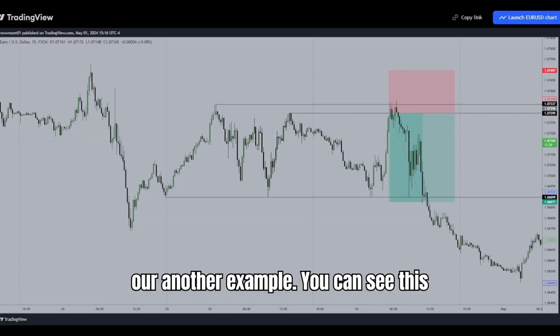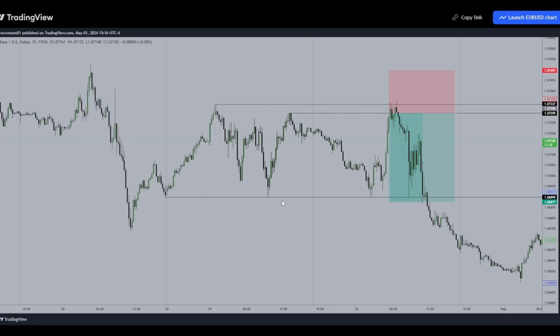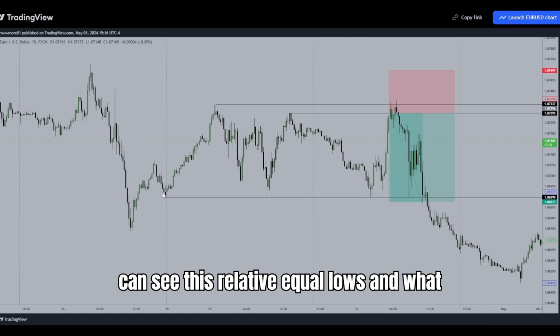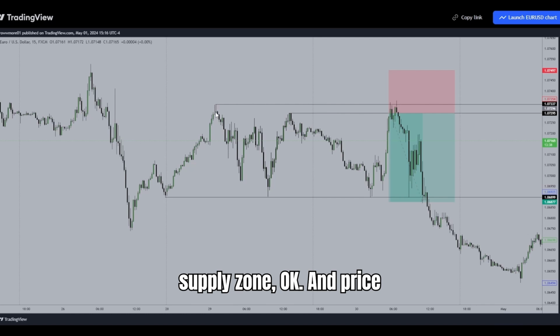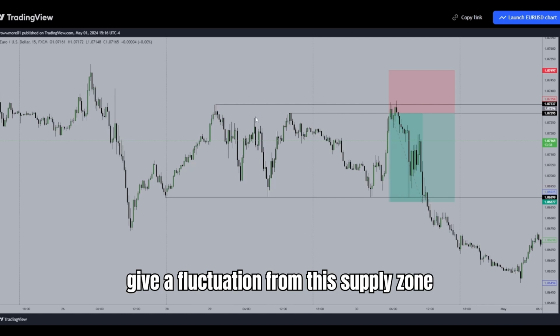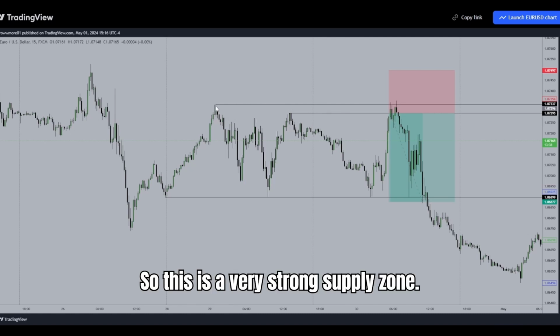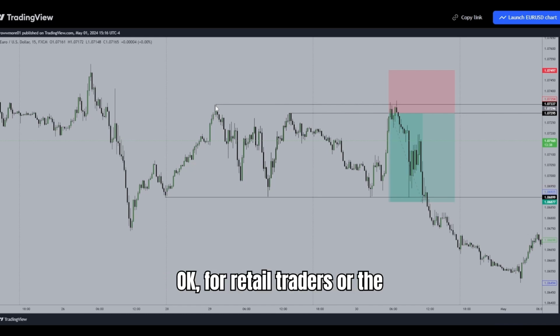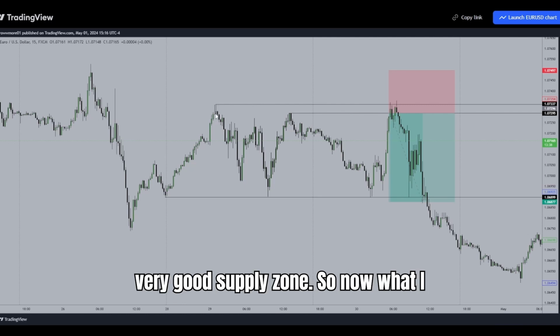So let's go to another example. This is our other example. You can see these relative equal lows right over here, and this candle is a supply zone. Price gave a fluctuation from this supply zone once and twice. So this is a very strong supply zone for retail traders, or those who trade supply and demand. For them this candle is a very good supply zone.